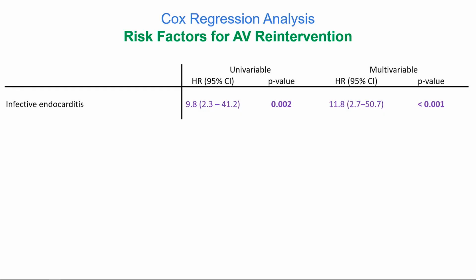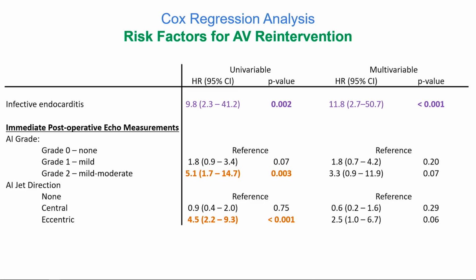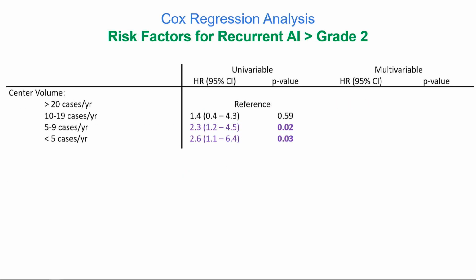The highest risk factor for reintervention was infective endocarditis. And when we look at factors for reintervention, immediate post-op mild to moderate AI, so patients coming out of the OR with more than grade 1, were a higher risk factor for reoperation, and this is well known, particularly if the jet was eccentric. So this means that we need to be extremely strict in our criteria within the operating room. When we look at the risk factors for recurrent AI as well, the number of cases matters.